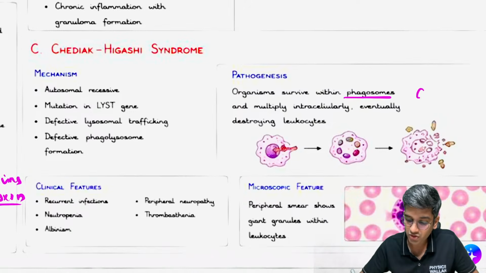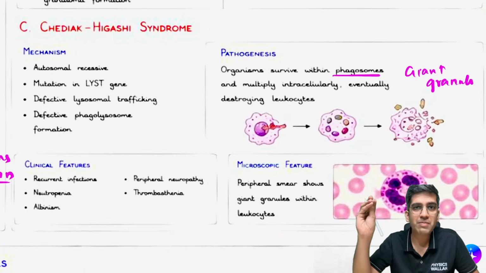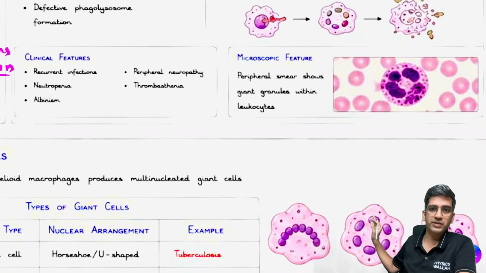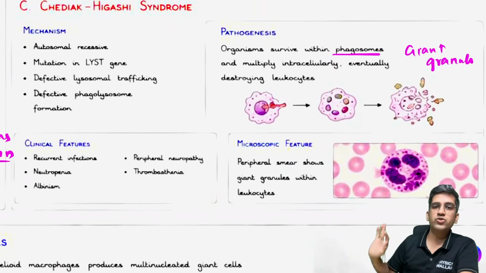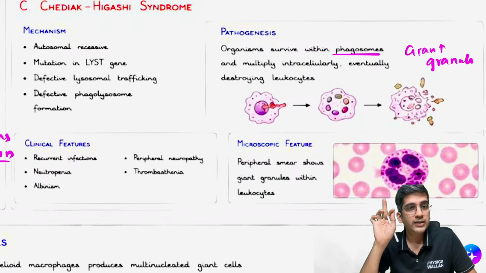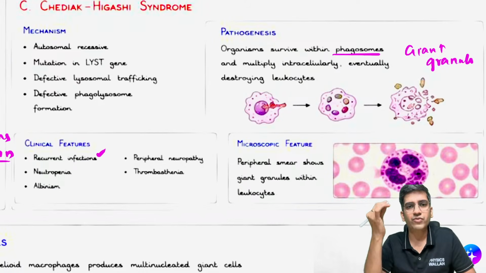That gives the giant granules. So these giant granules in Chediak-Higashi syndrome are nothing but surviving bacteria inside WBCs. That's all. You can see them classically in microscopy like this. Giant granules in the WBCs, a diagnostic specific finding for Chediak-Higashi syndrome. The thing about Chediak-Higashi is not about the infections. That will always be there everywhere.